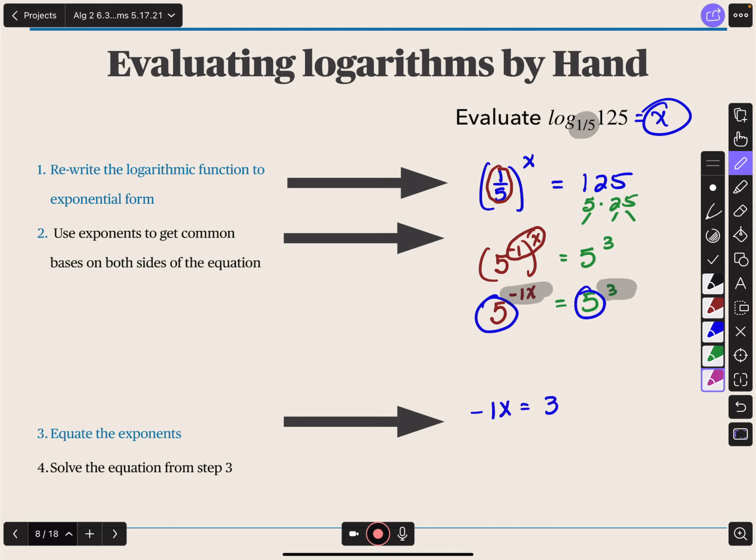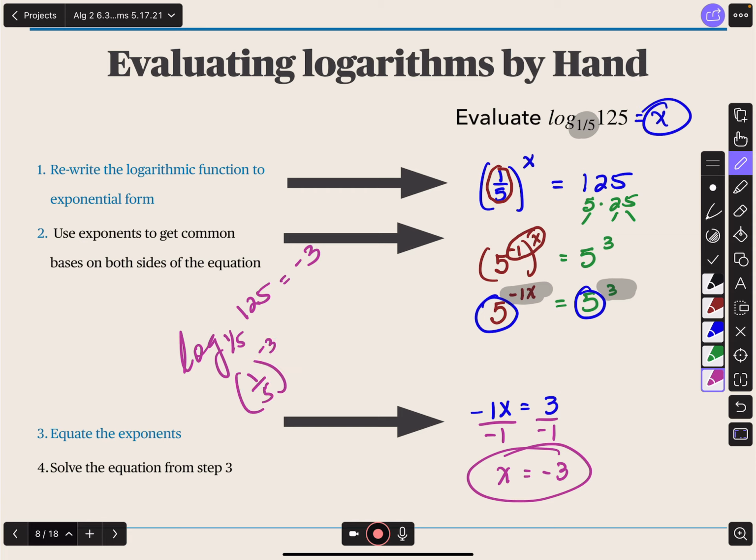And now I have to do step 4. This says negative x is 3. I just want x, so I'm going to divide by negative 1. x is negative 3. So the log base 1/5 of 125 is negative 3. So 1/5 to the negative 3, my base to my exponent, should be equal to 125. And if you type it into your calculator, it'll give you 125. Or the negative sign means give me the reciprocal, so it's 5. Now I can get rid of the negative sign because I flipped it over, and 5 cubed is 125, so it checks.